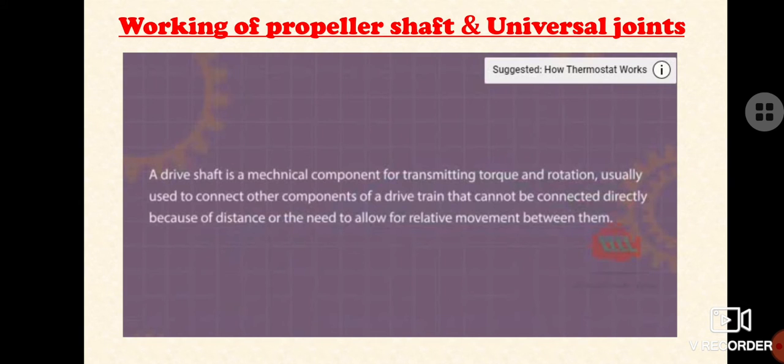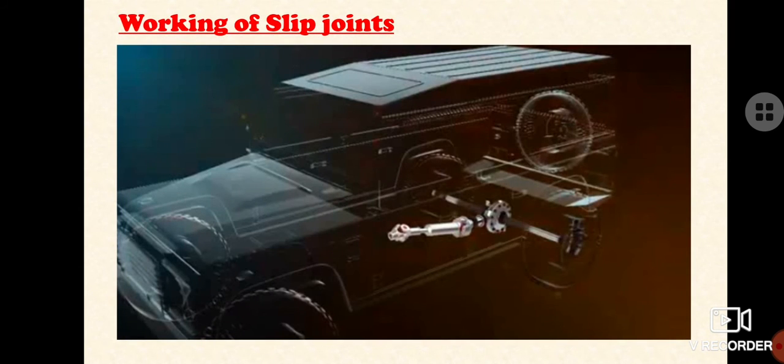So, a drive shaft is a mechanical component for transmitting torque and rotation, usually used to connect other components of a drivetrain that cannot be connected directly because of the distance or the need to allow for relative movement between them. Now next we will discuss about the slip joints. First of all, I would like to tell, depending upon the type of drive, one slip joint may be there in shaft. This serves to adjust the length of the propeller shaft when demanded by the rear axle movement.